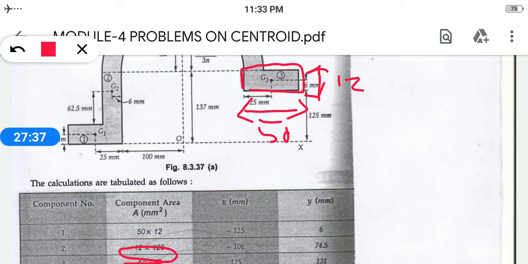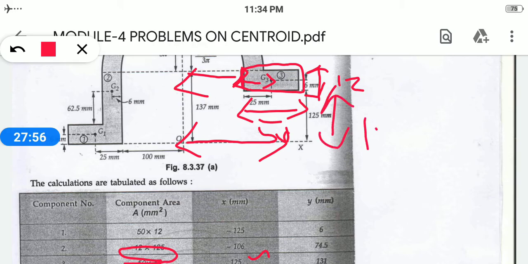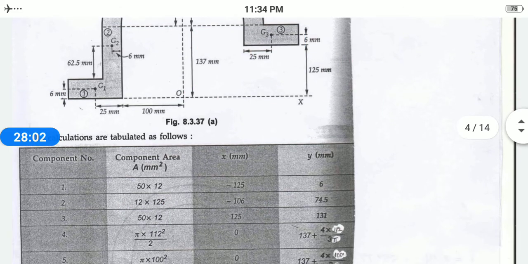Same like your x distance from the y axis, you need to calculate this one and divide by 2. That is called 125. Why are they mentioned as positive? Because it is on the positive side of your y axis. Your y will be equal to this 125 plus 12 divided by 2. So it will be equal to 131. That is also in a positive direction.